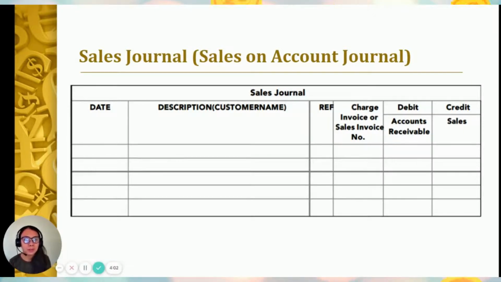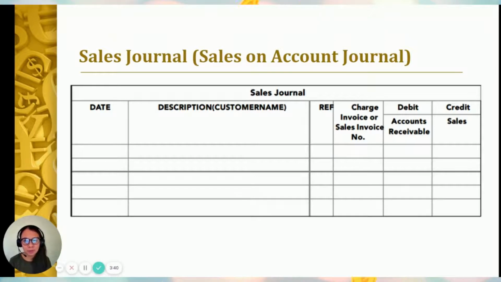The sales journal or sales on account journal is used in recording several sales transactions on account, right? So we sell something, or probably we give the service. This one is for merchandising. So when we make a sale, but we don't actually receive the payment yet, then we record it in this journal.